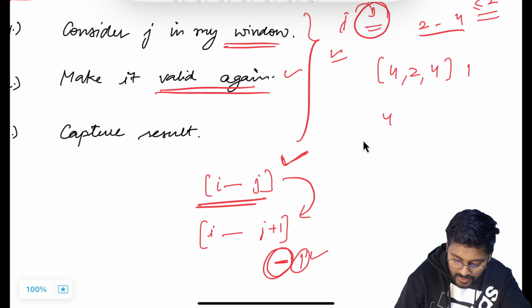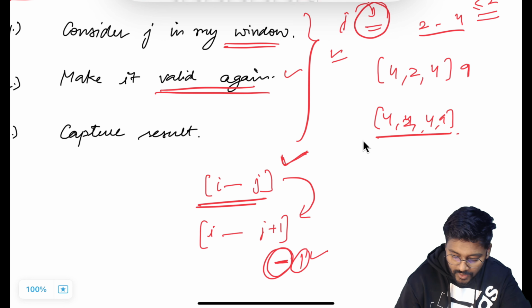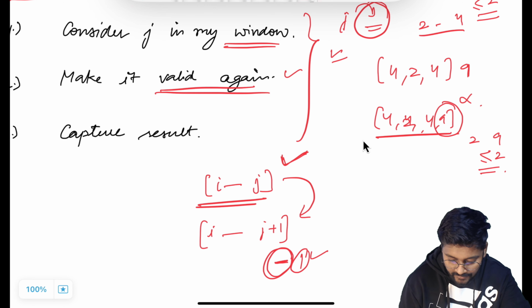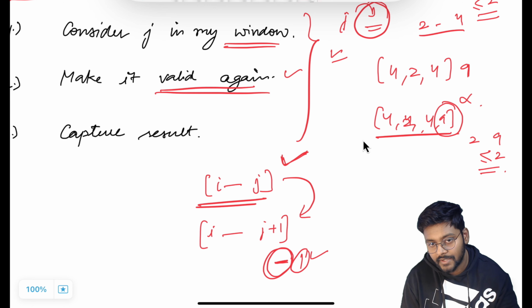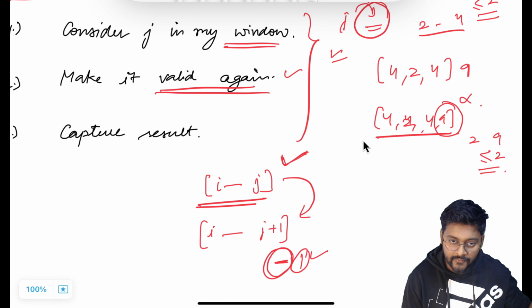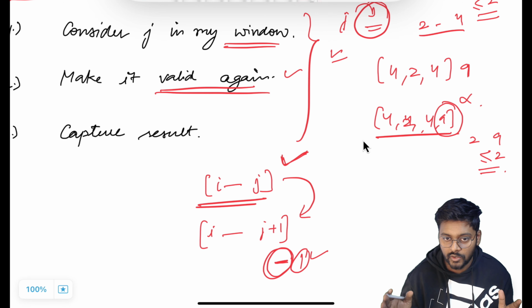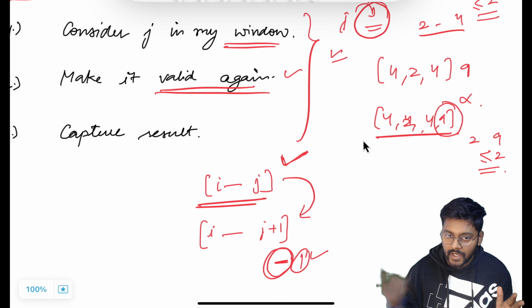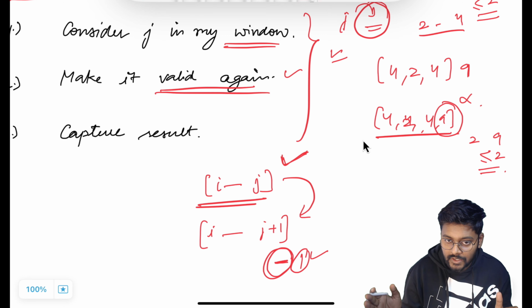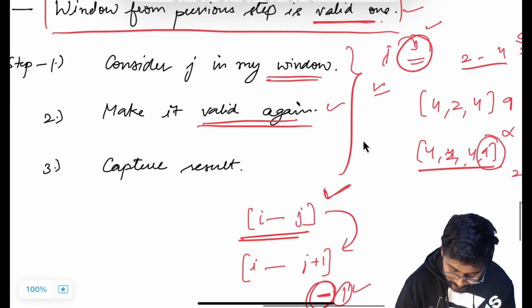If the new element is, let's say, 9, my window will become 4 2 4 9. This 4 2 4 9 is not a valid window because the minimum is 2, the maximum is 9, and the delta is not less than or equal to 2. So the introduction of the new element is making it invalid. And how can we make it valid? To make it valid, just increment your left pointer, because we have to maintain 2 pointers: one is the left side of the window, the other the right side of the window. Keep incrementing the right side of the window, and when the window gets invalidated, increment the left pointer.